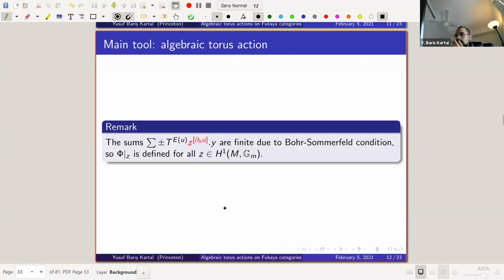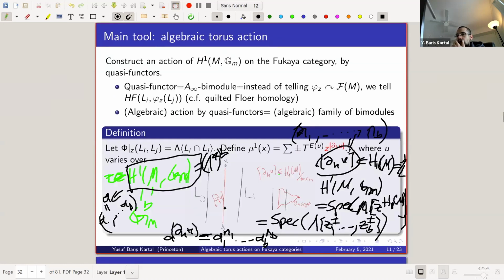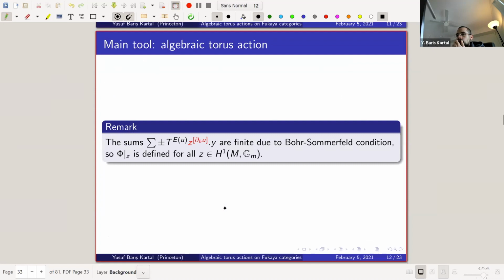Okay. So a remark is that the sums defining the Floer differential are finite because of the Bohr-Sommerfeld condition. So indeed, this is well defined. This thing here is well defined for all Z in H1 of M.